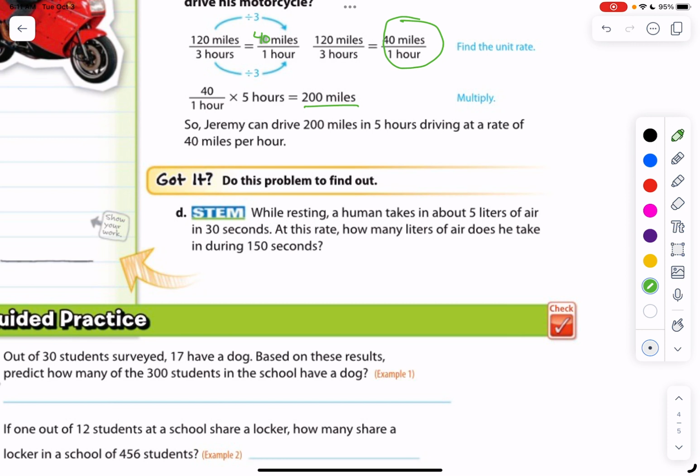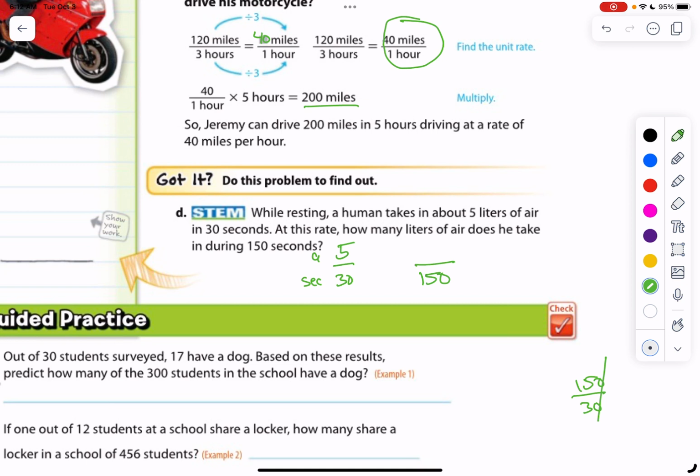Let's take a look at this last one, D. While resting, a human takes in about 5 liters of air in 30 seconds. At this rate, how many liters of air does he take in 150 seconds? So we need to know 150 divided by 30. First, we see we can cancel out the zeros. So really, this is just 15 divided by 3, which is 5.